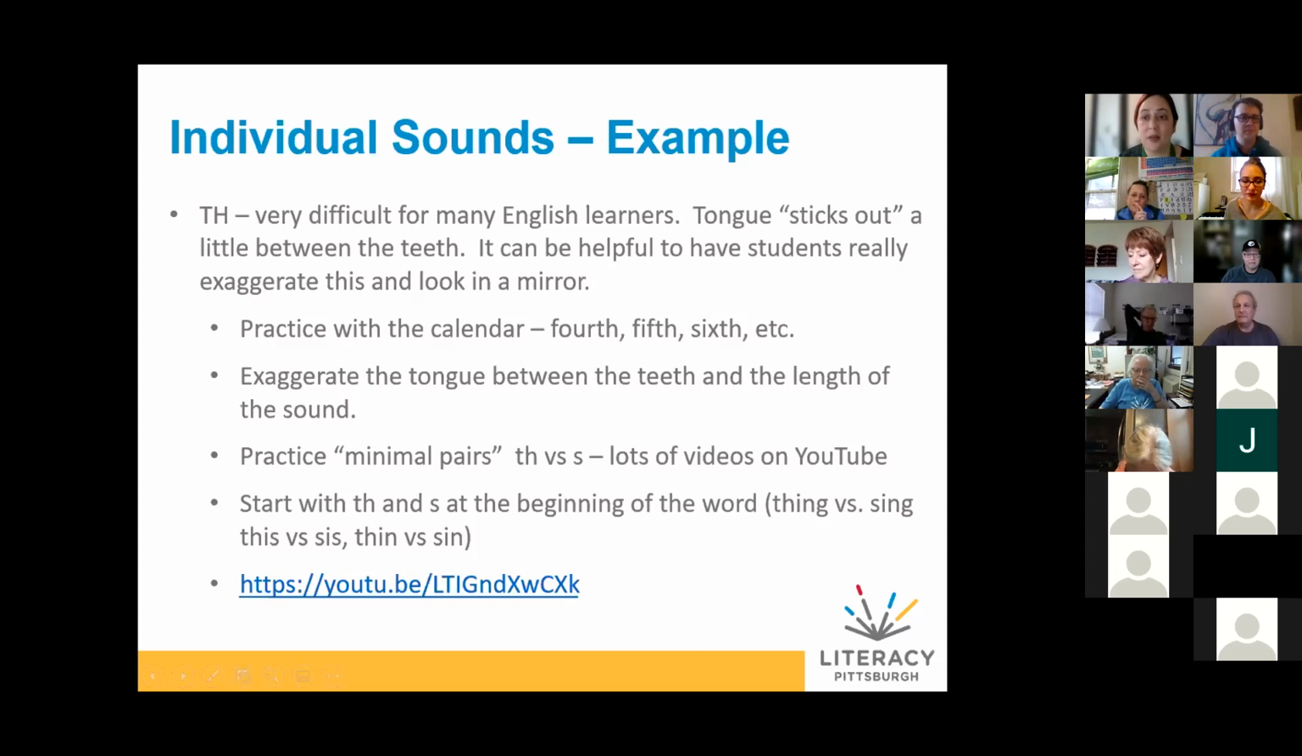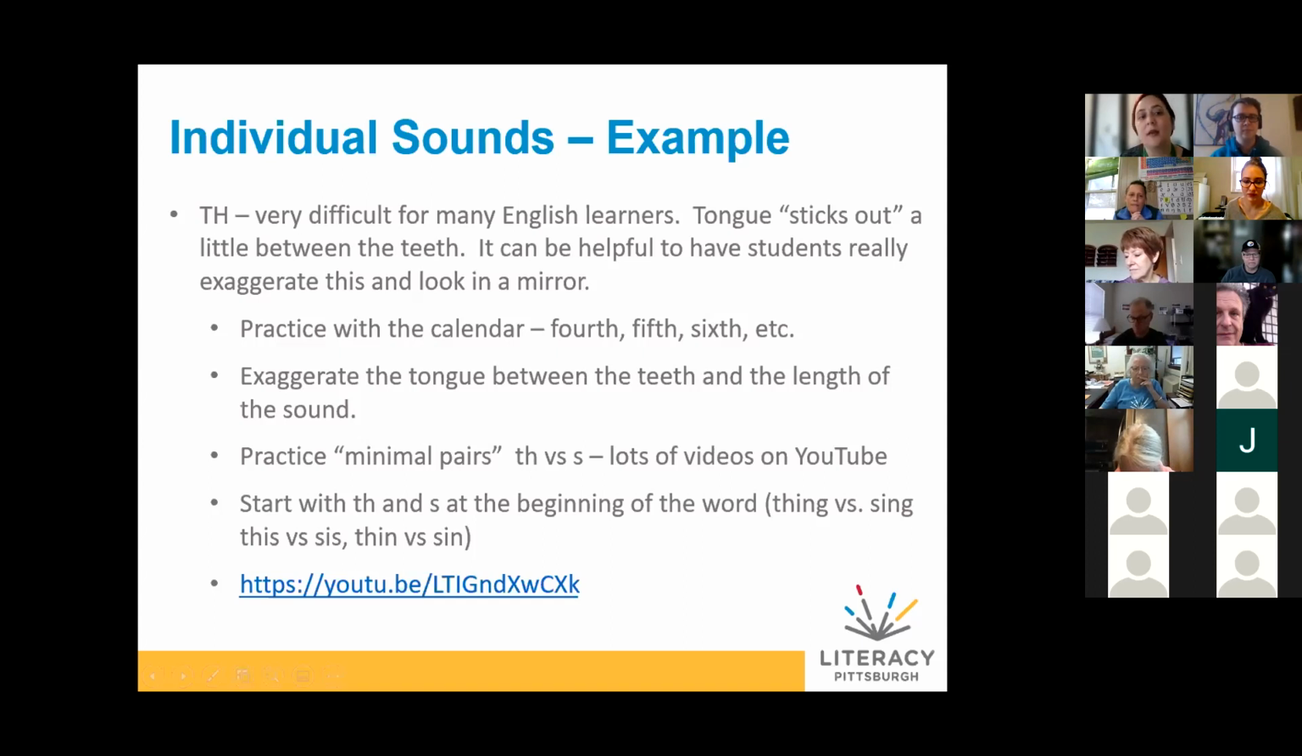One way you can practice this sound is with the calendar, okay? 4th, 5th, 6th, exaggerate it, get that tongue far out there. And I tell them this, when you're really speaking in real life, your tongue doesn't have to stick out that far. But when you're practicing, make it stick out really far. Look in a mirror, you can be by yourself so that you don't feel embarrassed. But that helps the tongue get the motion that's needed and the placement that's needed in the mouth.